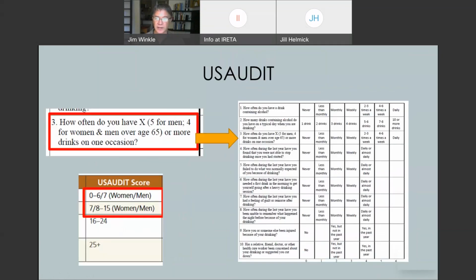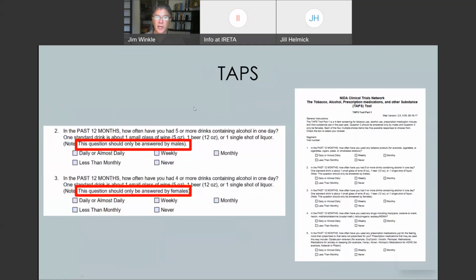And then there's the U.S. audit. Again, an audit tailored specifically for a U.S. audience. The problem here is that question number 3 again breaks it down into 2 gender categories, and the scoring guidelines are also gendered. And lastly, I think the TAPS might be the next commonly used full screening tool. Questions 2 and 3 are, again, for separate people. This should only be answered by males. This should only be answered by females.